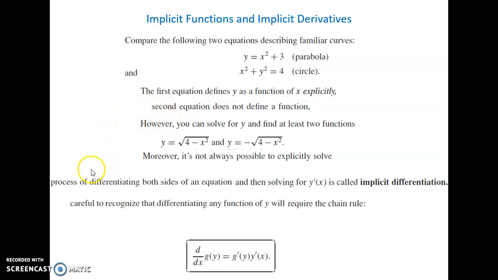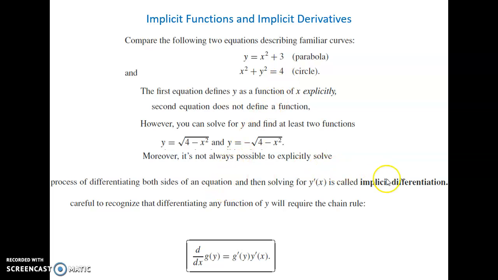So here I have written that if I want to find the value of y, I will get these two values, and we will not be able to find the value of y directly from this equation. So what do we mean by implicit derivative? The process of differentiating both sides of an equation with respect to x, and then solving for y prime, that is dy by dx, is called implicit differentiation. Implicit differentiation is for implicit functions.